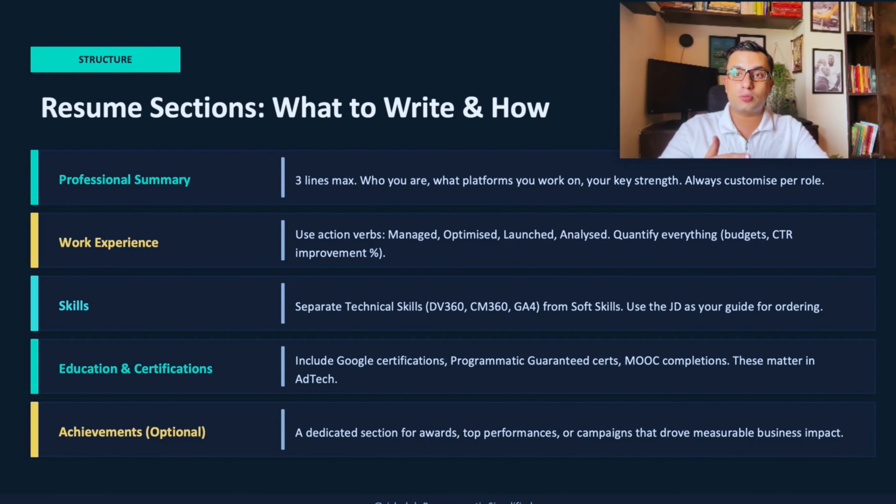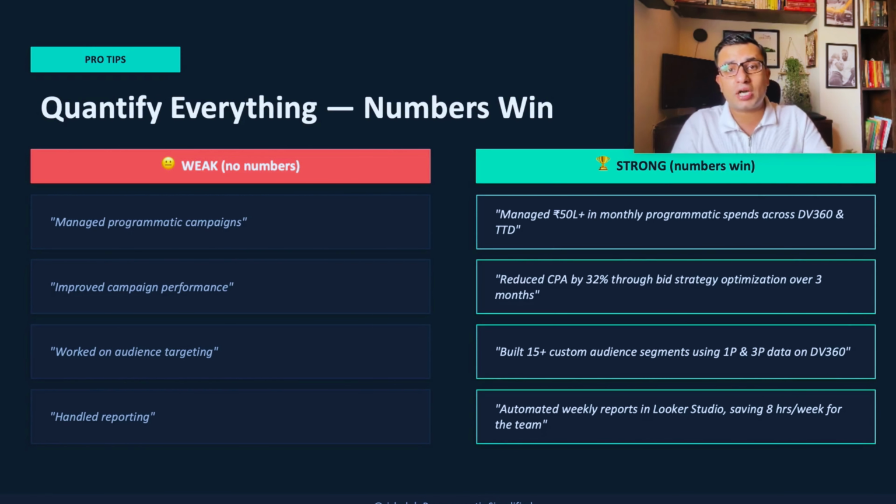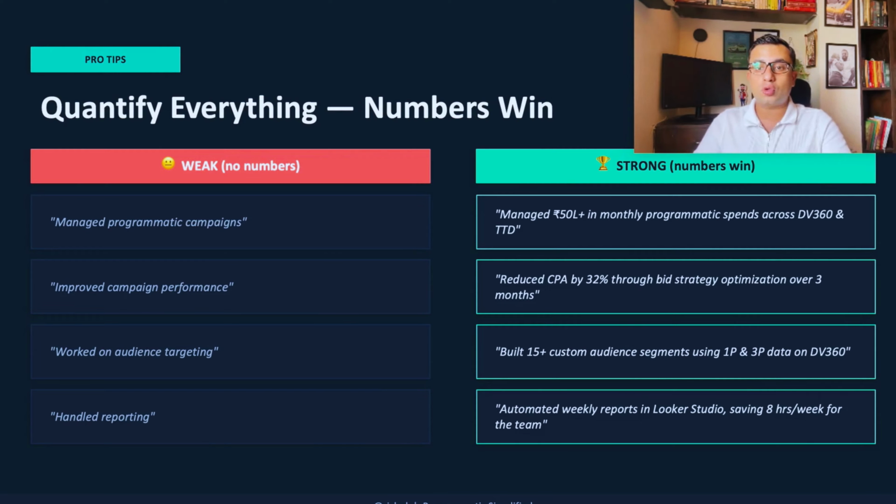After being ATS friendly, your resume gets even more attention from the humans who are scanning through it. Now quantify everything. Okay, numbers win. Do not write something like managed programmatic campaigns. That is very basic. You should write managed a budget of 50 lakh plus in monthly programmatic spends across DV360 and Trade Desk. Do not write improved campaign performance. Rather, write reduced CPA by 32% through bid strategy optimization over 3 months. You know what I am doing here, right? I am quantifying my results in numbers because numbers speak, and we are analysts. An analyst's job is to quantify everything in numbers.